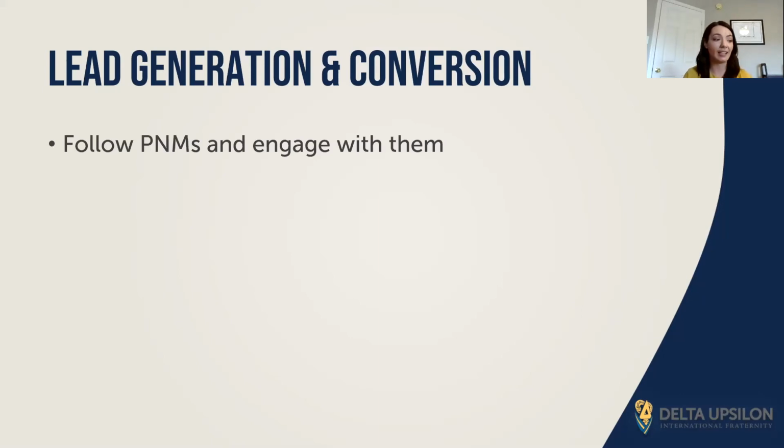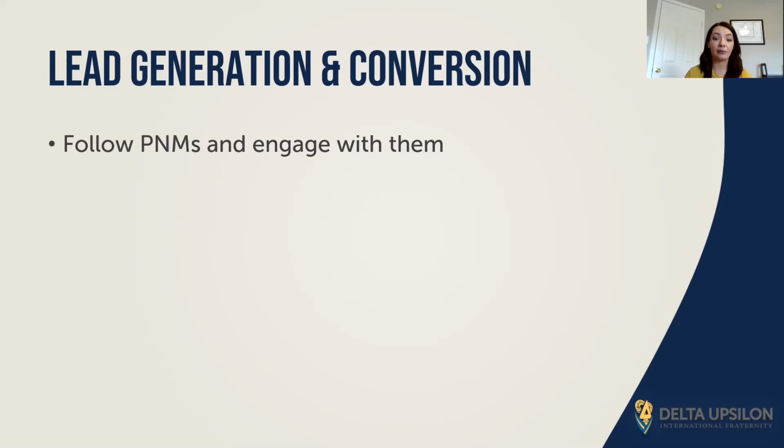But I think one of the first easy steps chapters can do is follow potential members on social media and engage with them. So if they get a list from the campus IFC or from their tabling events, go through, follow those guys on social media. Don't just email them and call them, follow them on social media and engage with them on social media. So like their posts, comment on things.